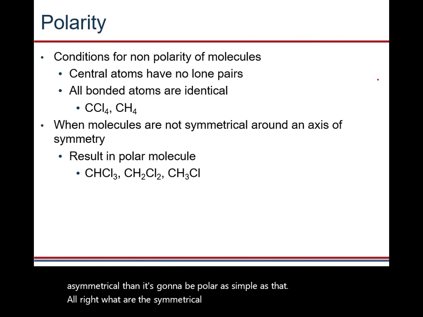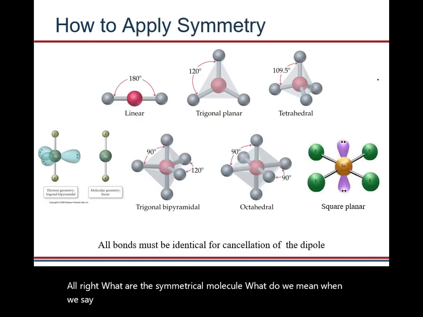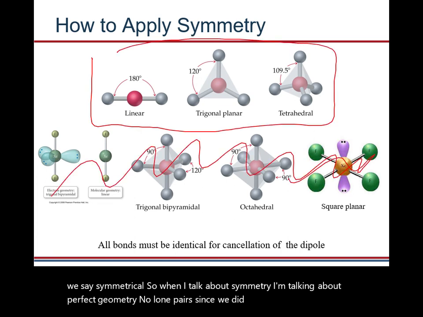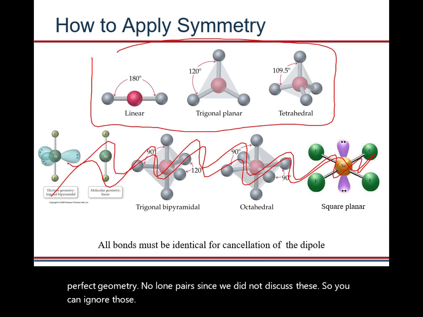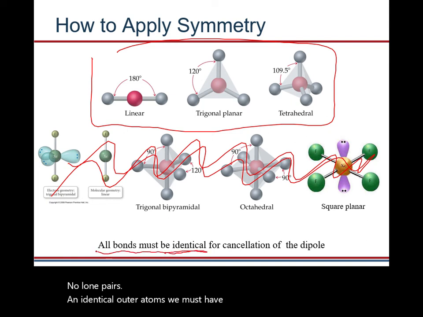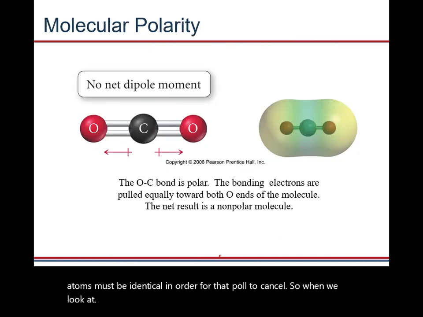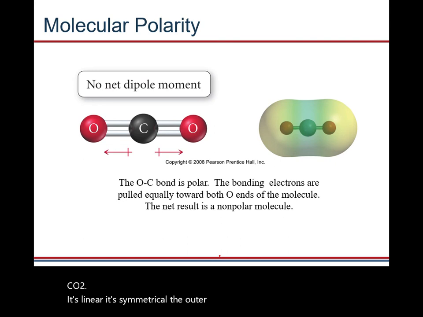All right, what is a symmetrical molecule? What do we mean when we say symmetrical? So when I talk about symmetry, I'm talking about perfect geometry, no lone pairs, since we did not discuss these, so you can ignore those, and identical outer atoms. All outer atoms must be identical in order for the poles to cancel. So when we look at CO2, it's linear, it's symmetrical. The outer atoms are identical, therefore they cancel out.